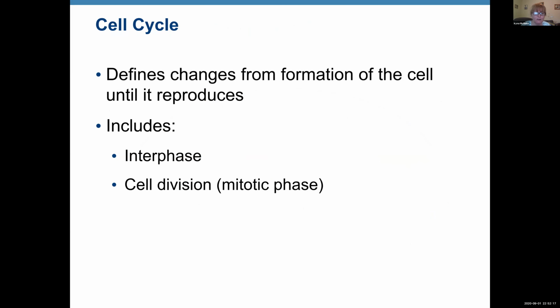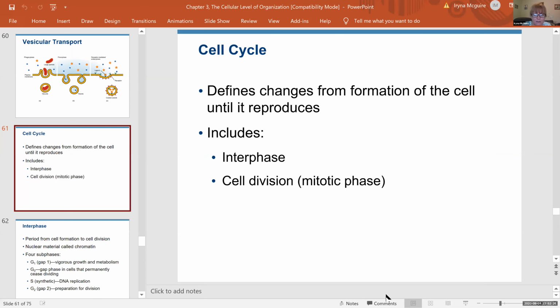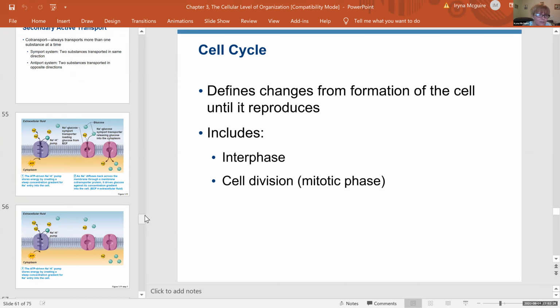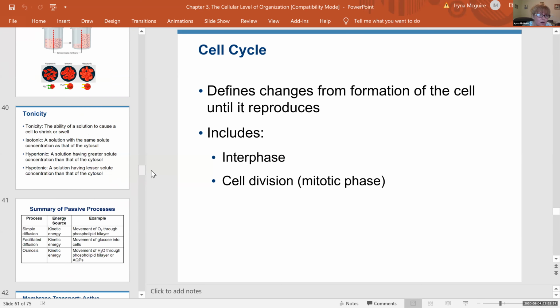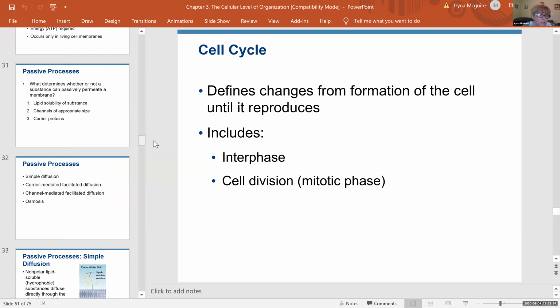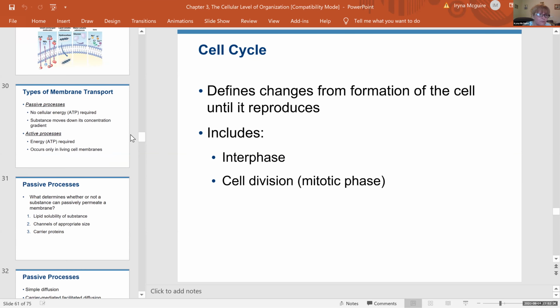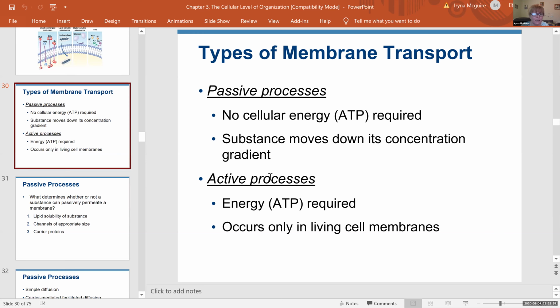Okay, let's do a very quick review. Let me see what time it is. Yeah, we're doing good. So let's very quickly review what we covered so far. We talked about transport, and we said that we have passive and active transport. Passive transport doesn't use ATP, moving substances down the concentration gradient. Active transport uses ATP, moving substances against their concentration gradient.